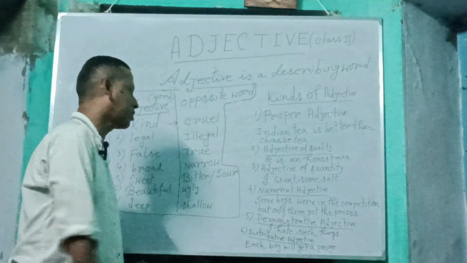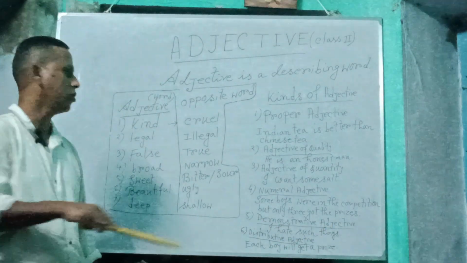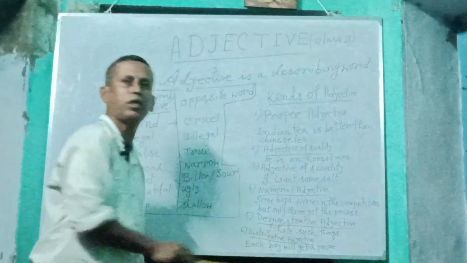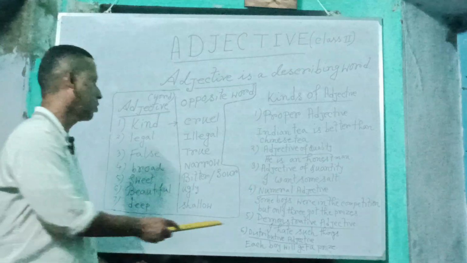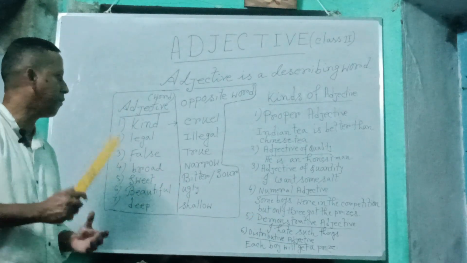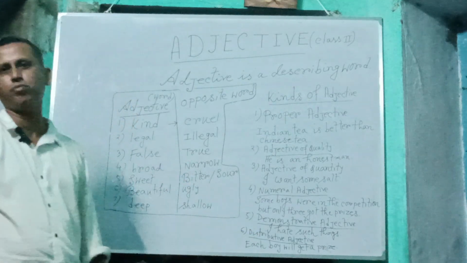Here is an example: I hate such things. Such, and things is the noun. So before a noun, these adjectives are demonstrative. And last is the distributive adjectives. Here all, every, each are distributive adjectives.